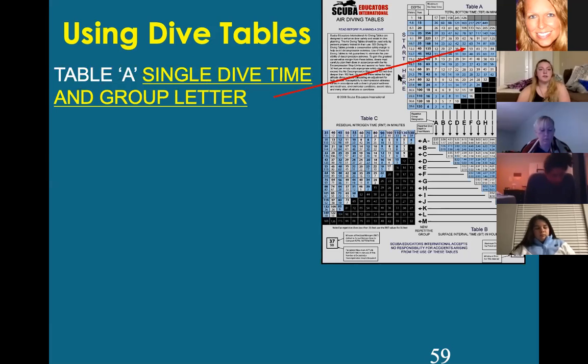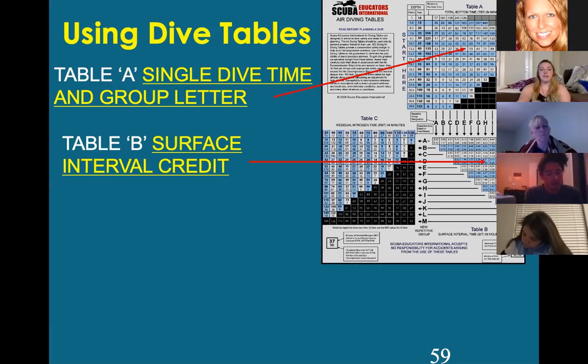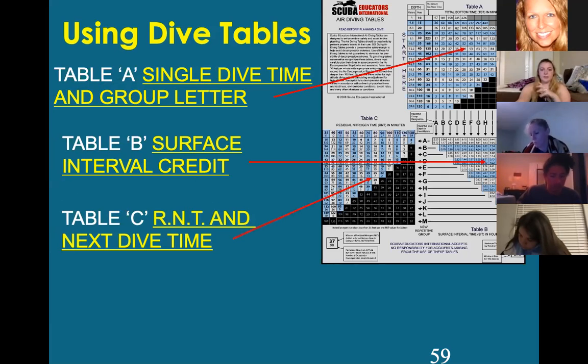So let's talk about using dive tables. Table A, like I said, in the top right corner, is going to be your single dive time and group letter. So after that one dive, you'll get a group letter if you follow it down. And then Table B is going to be your surface interval credit. How much time are you spending on the surface? That number will determine your new group number. And Table C is going to give you your residual nitrogen time and your next dive time. That's where you're going to plug that in.